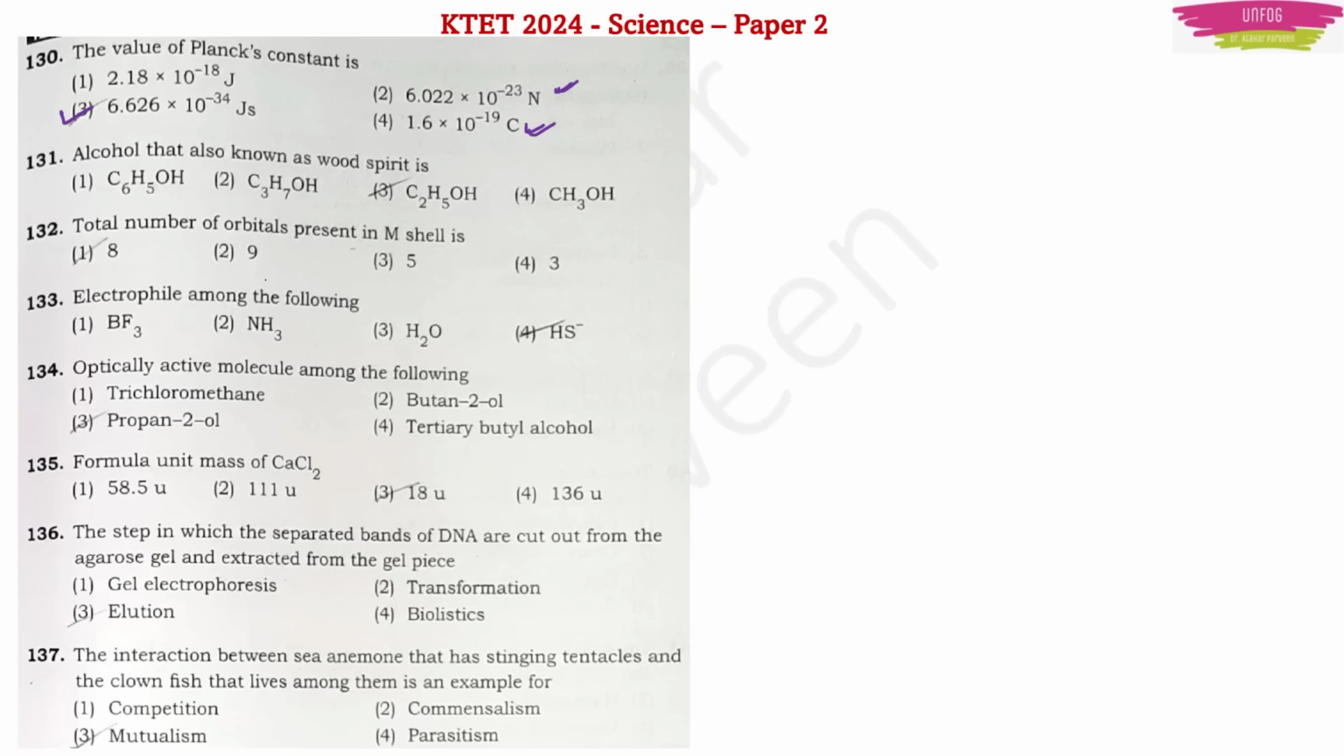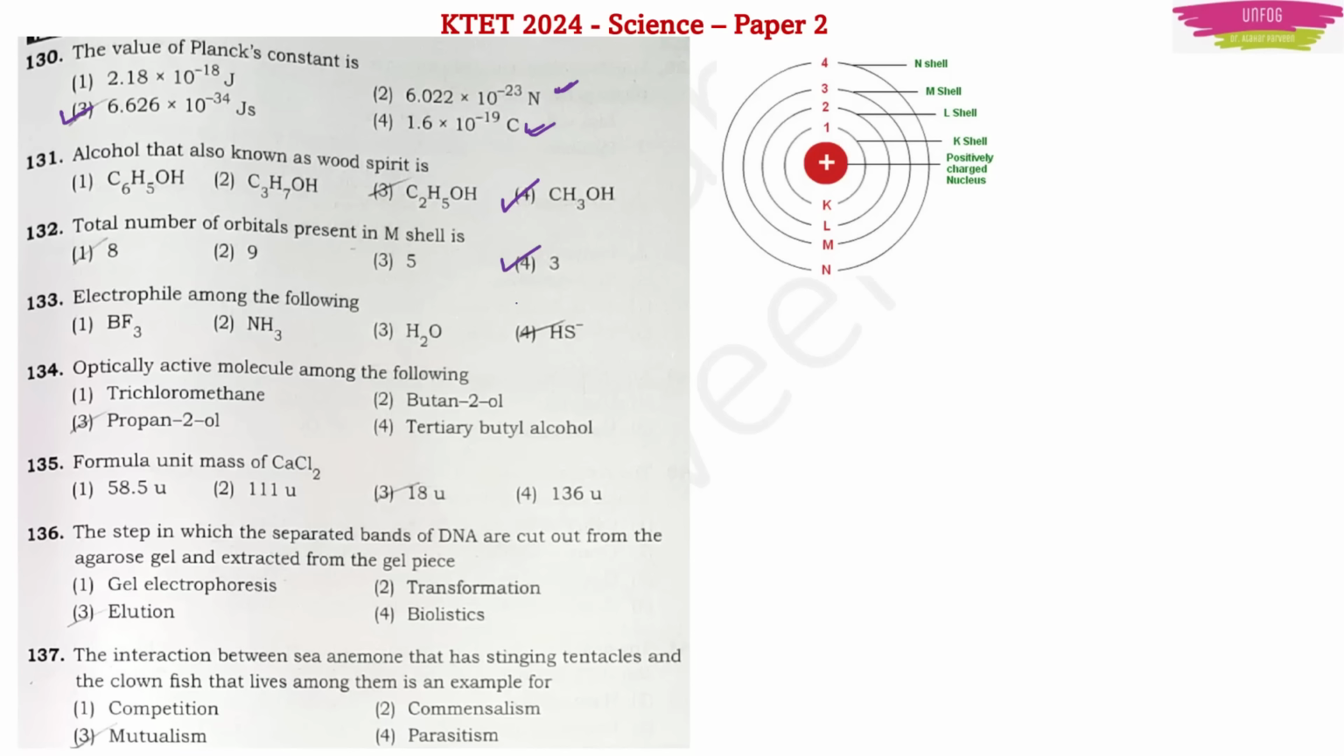Okay, so let us see the next question. Alcohol that is also known as wood spirit. This is actually methanol. Okay, methanol means alcohol, which is CH3OH. Now this is actually the simplest alcohol. It is also known as wood spirit, and it is obtained from pyrolysis of wood. It is also used as an anti-freezing agent, it seems. So this is the answer for this.